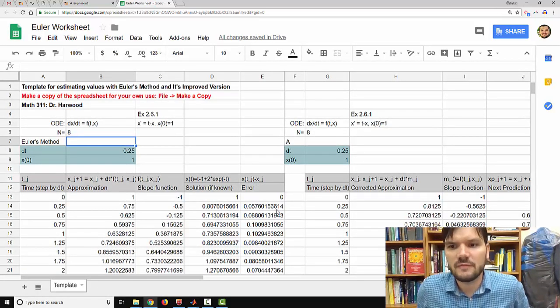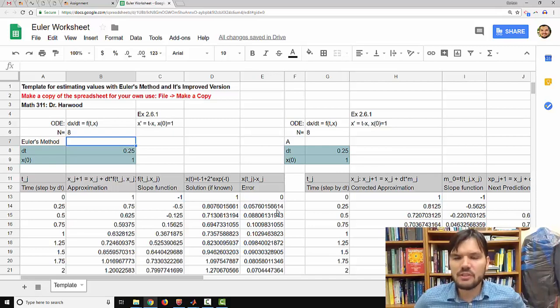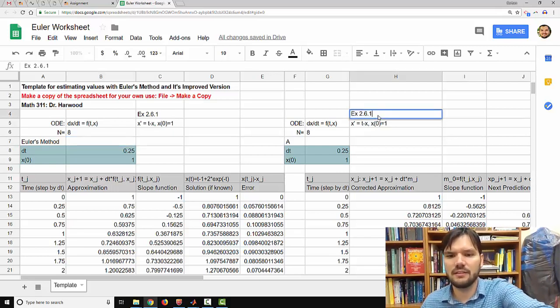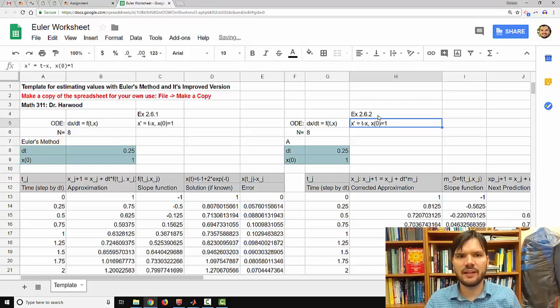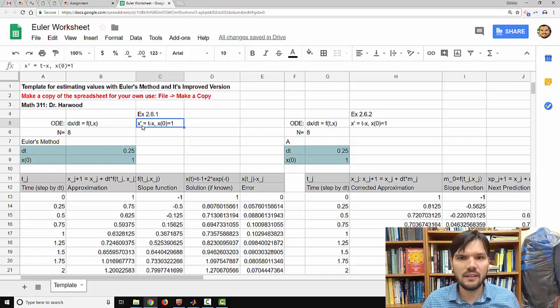work with. So this spreadsheet is demonstrating examples 2.6.1 and 2.6.2 from the book. Let me change that real quick. Okay, so first, the differential equation we're solving is x prime equal to t minus x and x sub 0 equals 1. Now this is a linear differential equation which can be solved. We've looked at similar problems before, and we'll be using an exact solution to this differential equation to compare our numerical methods.